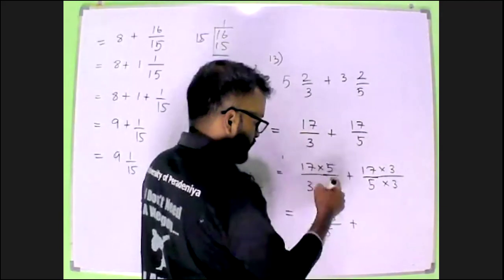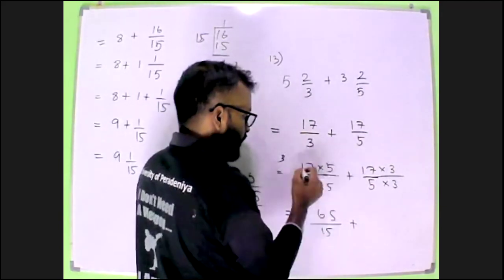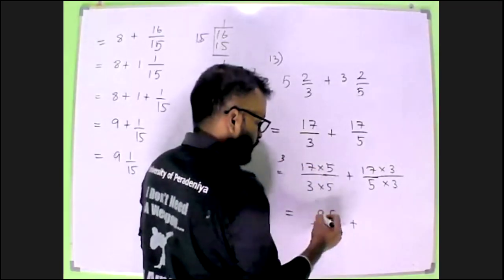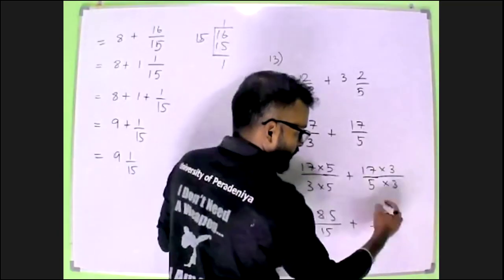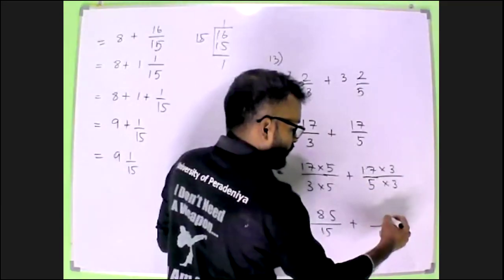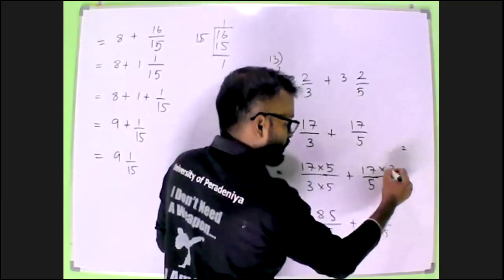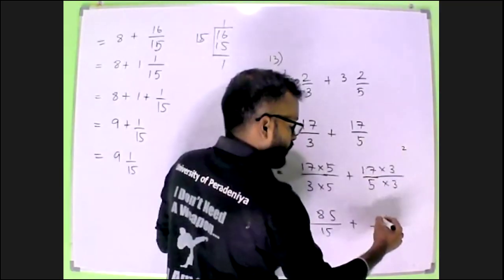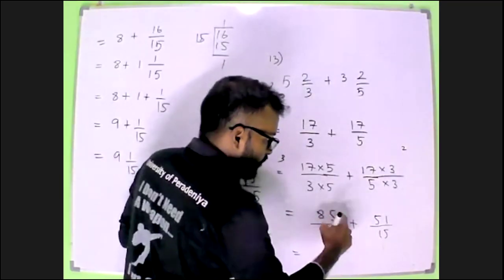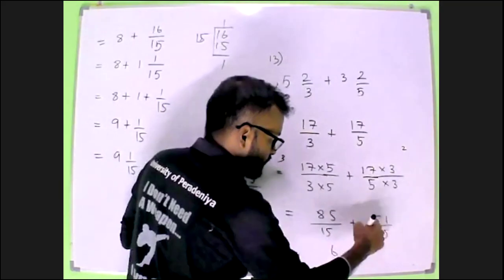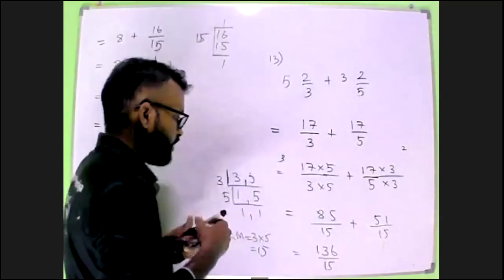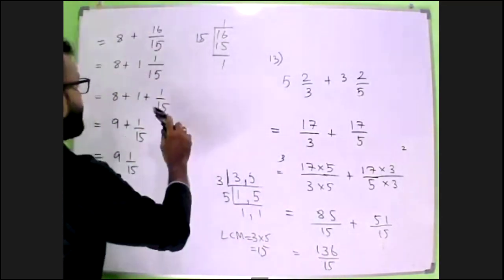Right? 17 times 5. So you have to find it. 5 times 7, 35. Remainder is 3. 5 times 1, 5 plus 3, 8. So 85, right? Right? 5 times 3, 15. 7 times 3, 21. Remaining number is 2. 3 times 1, 3 plus 2, 5. So 51. Right, okay, nice. 85 plus 51. So it will give 5 plus 1, 6, 8 plus 5, 13. 136 divided by 15. Right, okay.